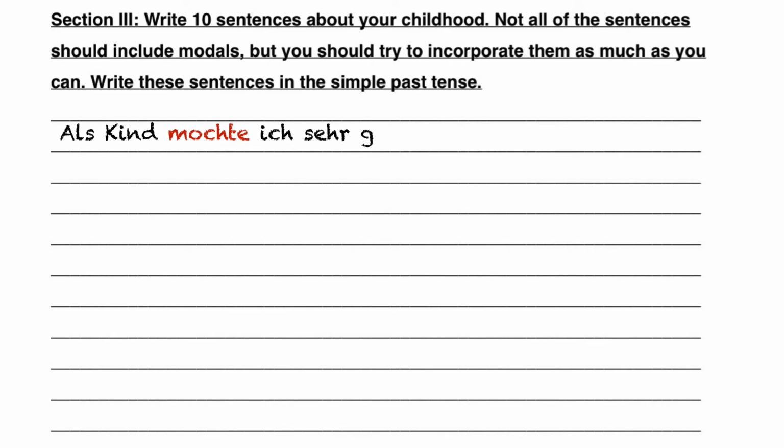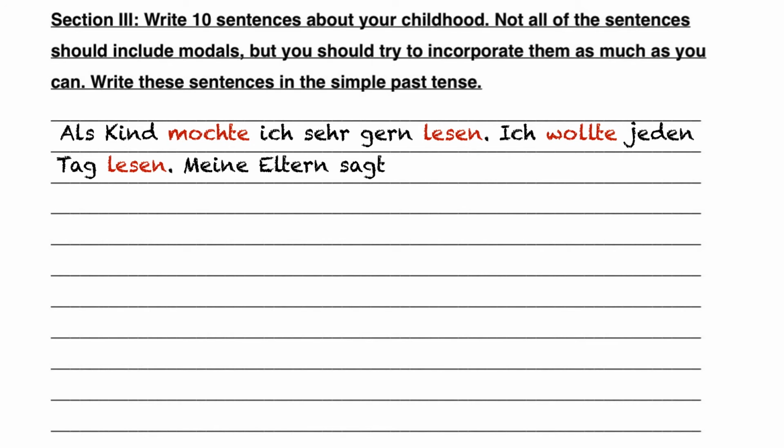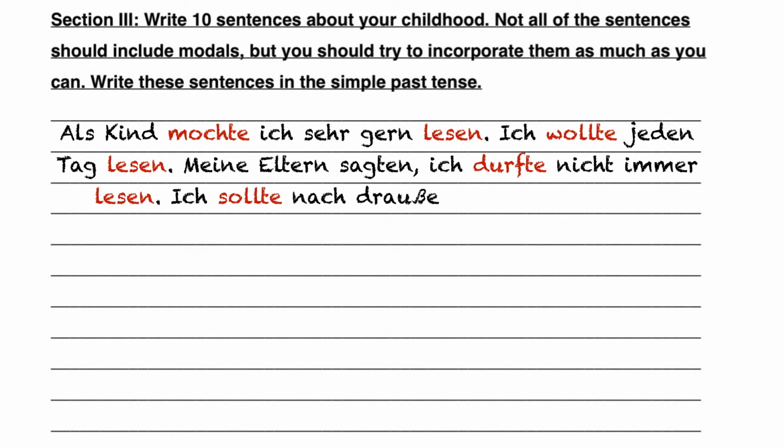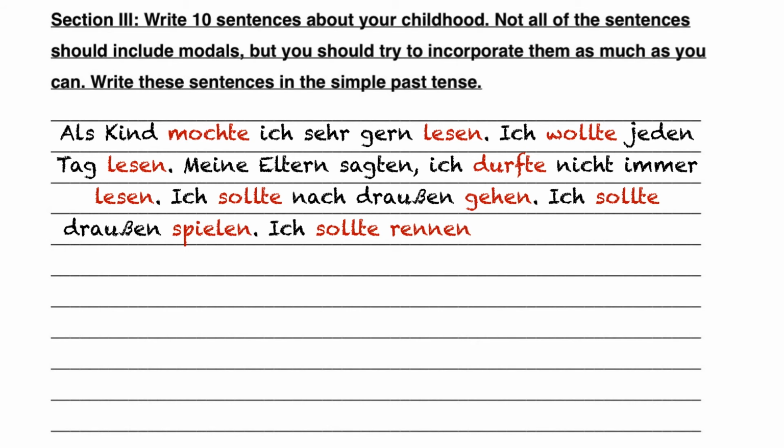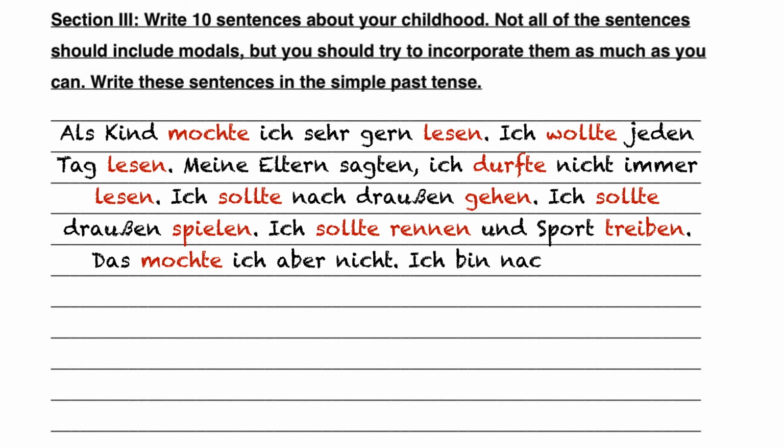Als Kind mochte ich sehr gern lesen. As a child, I really liked to read. Ich wollte jeden Tag lesen. I wanted to read every day. Meine Eltern sagten, ich durfte nicht immer lesen. My parents told me I'm not allowed to always read. Ich sollte nach draußen gehen. I should have gone outside. Ich sollte draußen spielen. I should have played outside.